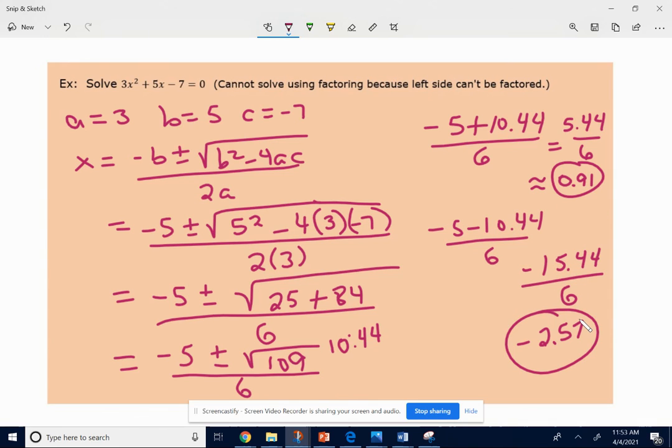Guys, this takes lots of practice. This is just a bird's eye view. Miss Spoljaric's going to do some different things with this, but I'm just trying to give you an introduction to this. Let me know if you have any questions at all.